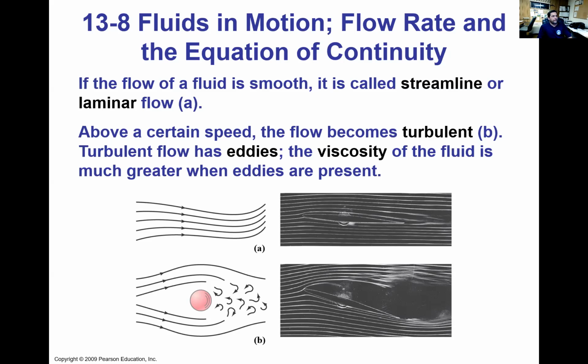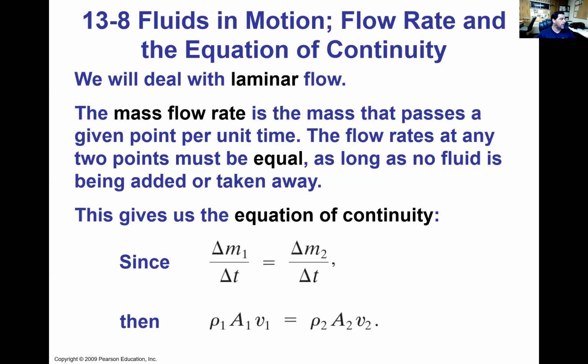So the viscosity of the fluid is much greater when eddies are present. So you have two types of flow: laminar flow and turbulent flow. We deal with laminar flow most of the time. We talk about something called a mass flow rate. Mass flow rate is the mass of the fluid that passes a given point in some time interval, so it's a change in mass per time interval. So the flow rate at any 2 points must be equal, hence the term continuity equation.